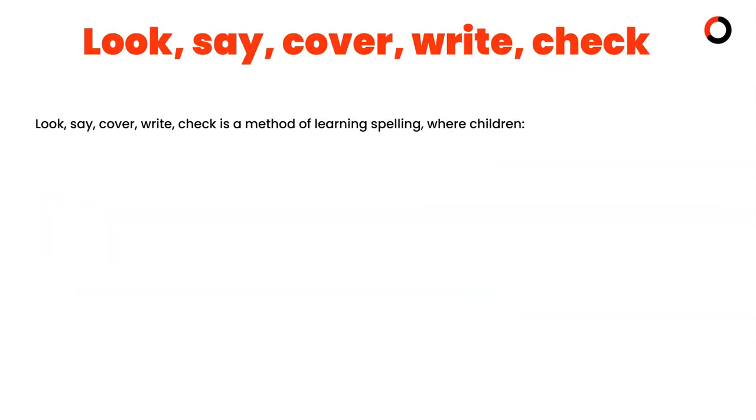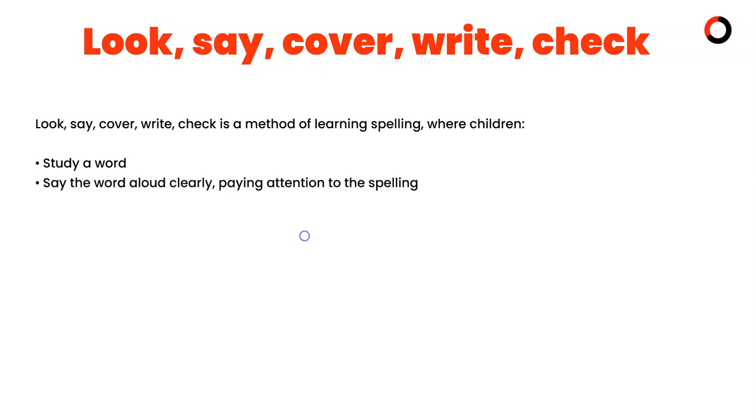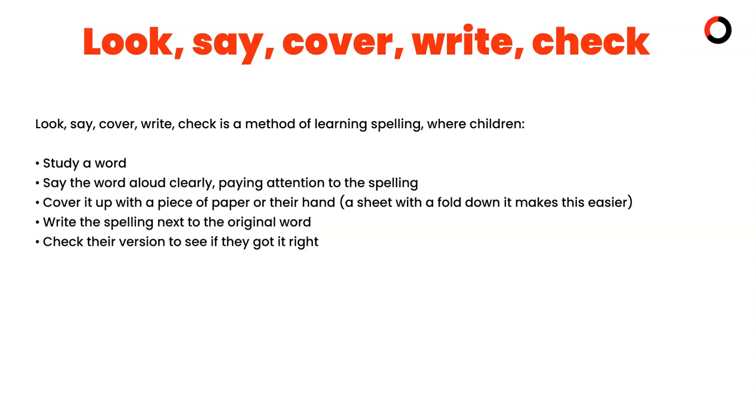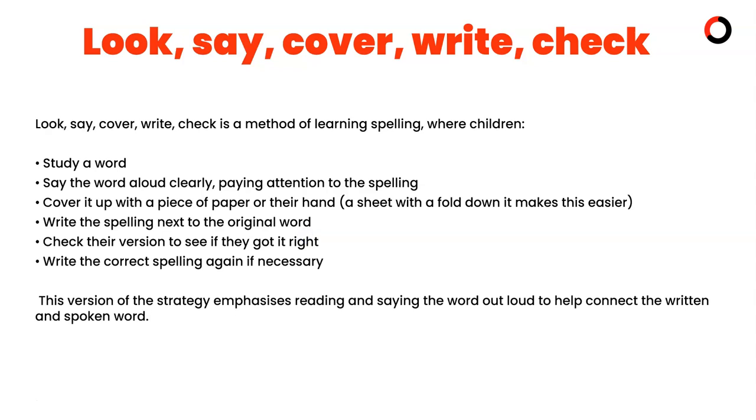So let's recap the look, say, cover, write, check. This is a method for learning spelling where children study a word, say the word aloud clearly, paying attention to the spelling, cover it up with a piece of paper or their hand. A sheet with a fold down makes it much easier, so that's why we've included a template. Write the spelling next to the original word and check their version to see if they got it right. And then correct the spelling again if necessary. And as previously explained, this version of the strategy emphasizes reading and saying the word out loud to help connect with the written and spoken word.